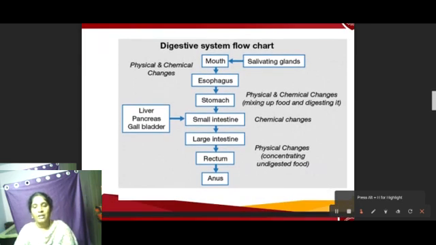Now in the stomach, the digestion of proteins takes place. When the digestion of proteins takes place, that digestion requires an acidic medium.